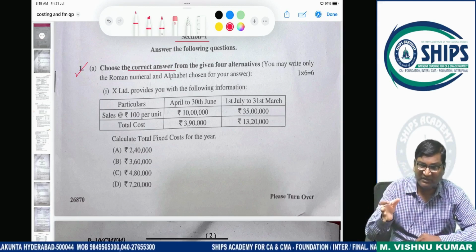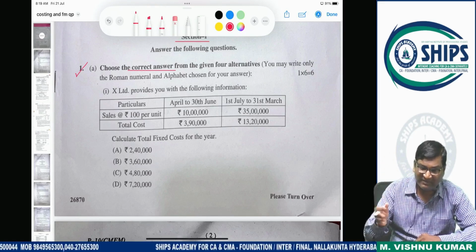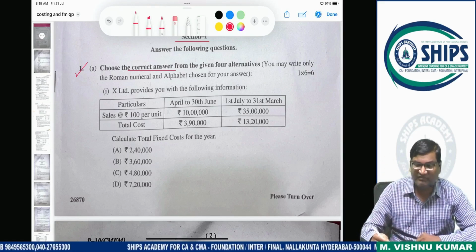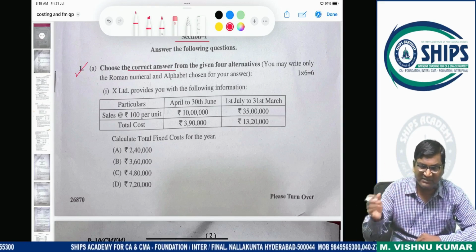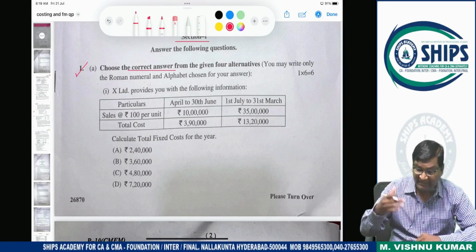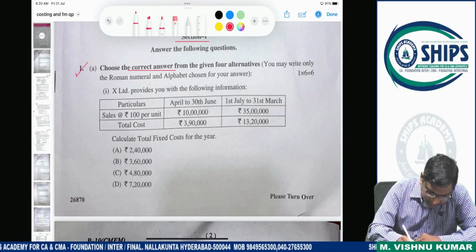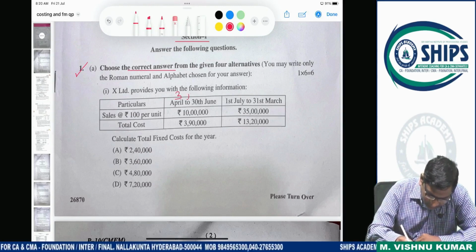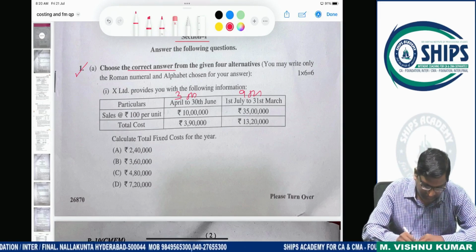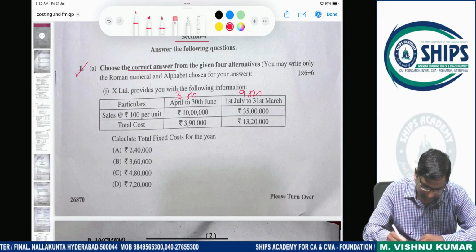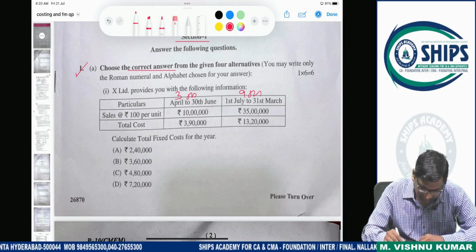So in one of the data they have given 3 months duration and 3 months information, and in one they have given 9 months information. So they have not given 6 months, 6 months. One is 3 months, another is 9 months. So that has been changed. So this is the new change. So this is a 3 months data. This is a 9 months data. So sales at the rate of 100 per unit, 10 lakhs, 35 lakhs. Total cost is 3 lakh 90,000 and 13 lakh 20,000.